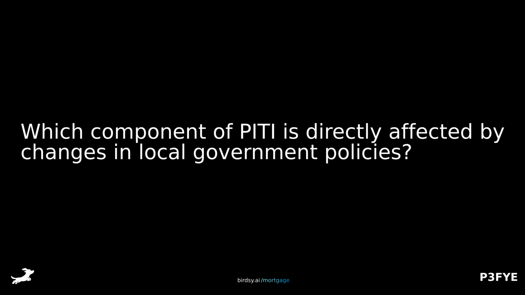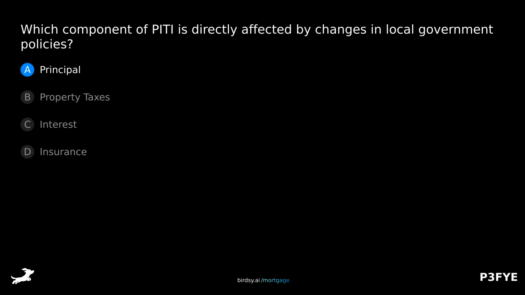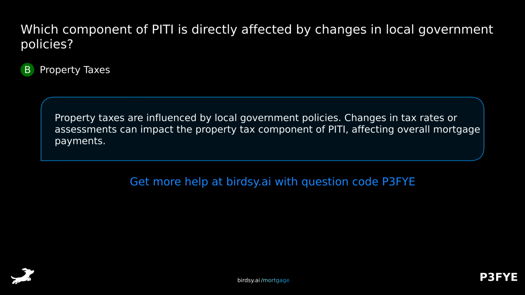Which component of PITI is directly affected by changes in local government policies? Is it A, principal, B, property taxes, C, interest, or D, insurance? The answer is B, property taxes. Property taxes are influenced by local government policies. Changes in tax rates or assessments can impact the property tax component of PITI, affecting overall mortgage payments.